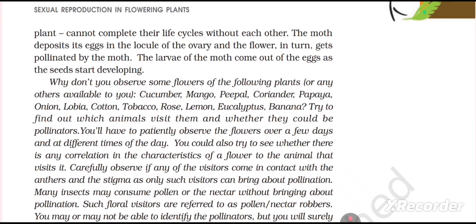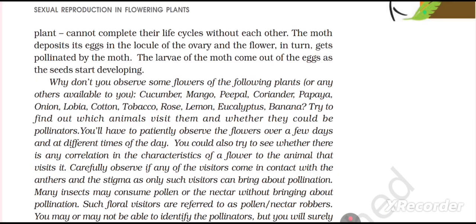Why don't you observe some flowers of the following plants or any others available to you? Cucumber, mango, peepal, coriander, papaya, onion, lobia, cotton, tobacco, rose, lemon, eucalyptus, banana. Try to find out which animals visit them and whether they could be pollinators. You will have to patiently observe the flowers over a few days and at different times of the day.